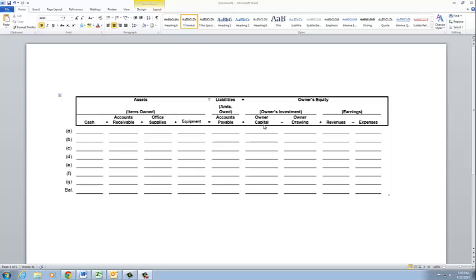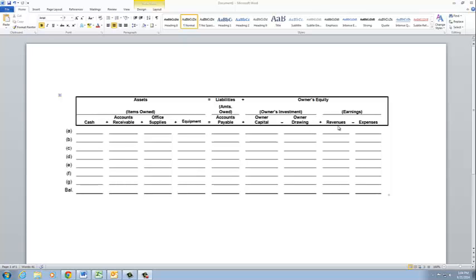As you'll see, there are four accounts underneath owner's equity. The first is the owner's capital. Capital is the amount invested by the owner into the business. Capital increases owner's equity, as you'll see by the plus sign here. Drawing are assets that are taken away from the business by the owner for his own personal use. As you see, drawing decreases owner's equity.